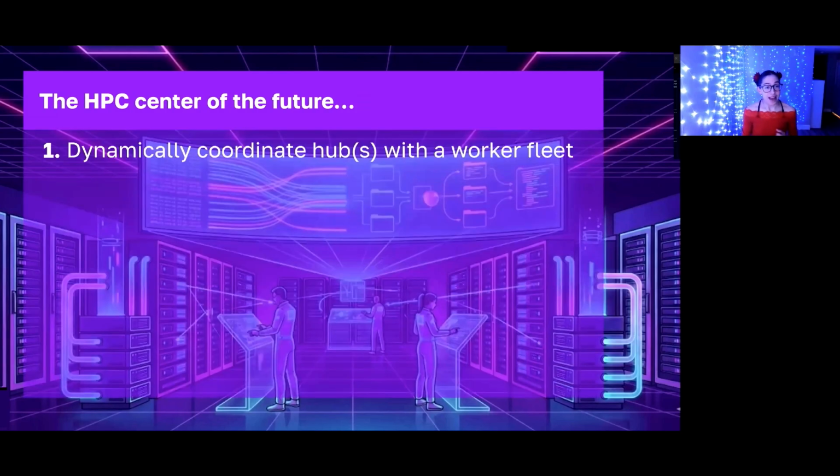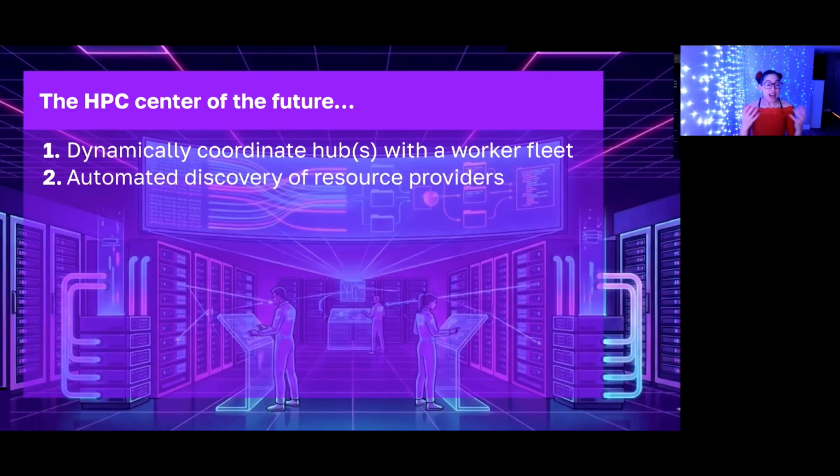Let's talk about that. Let's think about this HPC center of the future. What might it look like? I'm going to give you just one idea. In this HPC center of the future, we have some hub that has a number of child workers. We'll call it a fleet. Now, each child worker may be another center, it may be a cluster, it may be a single machine or an edge device. These are the units of workers that are able to receive work, like I want to run this job.